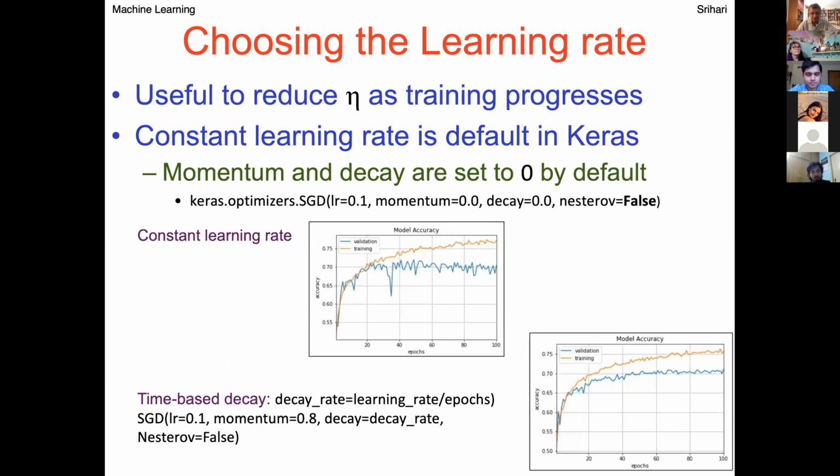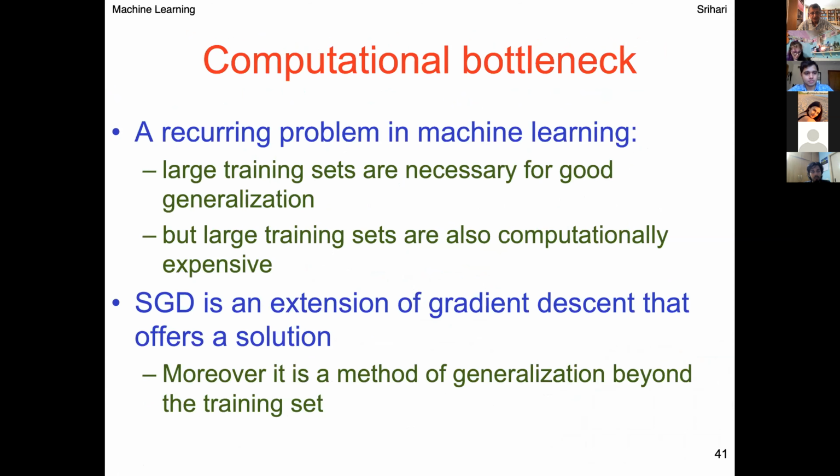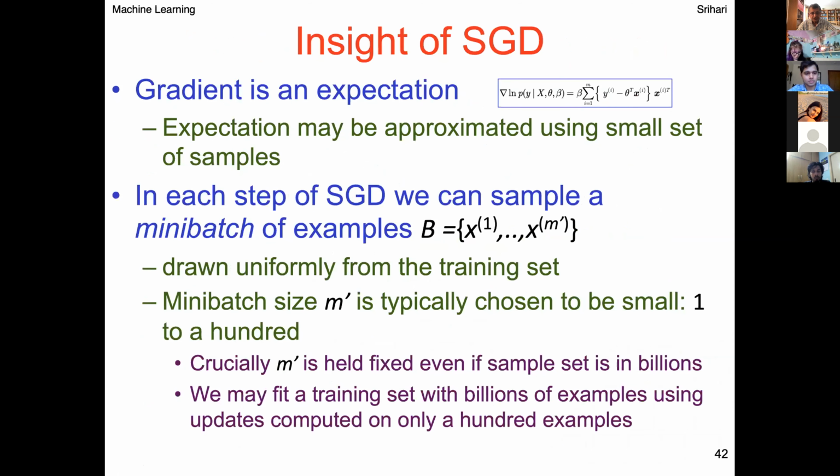And there are some slides here about how you choose the learning rate, and whether there are any heuristics for determining the learning rate. A constant learning rate is the default in Keras. Keras is a library for Python, a version of TensorFlow, I think. And so there are all kinds of sequential methods that do this. Okay, all right, there are computational issues.